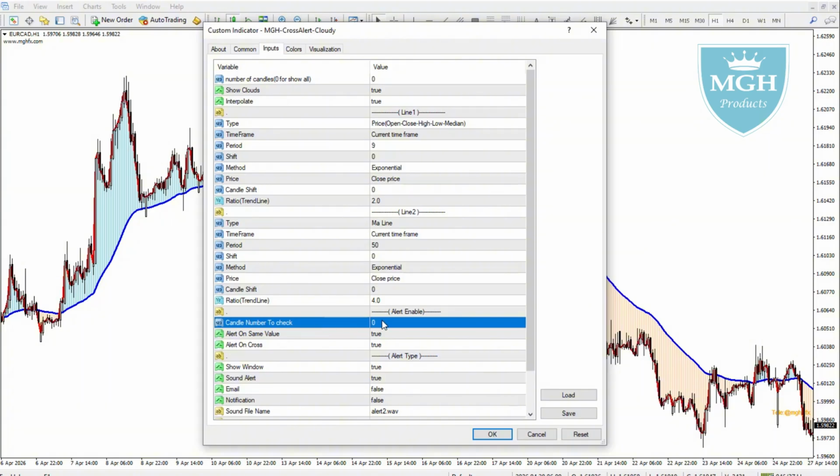This is useful if you want instant notification. Choose based on your trading style. For a confirmed signal, use 1. For an early alert, use 0.